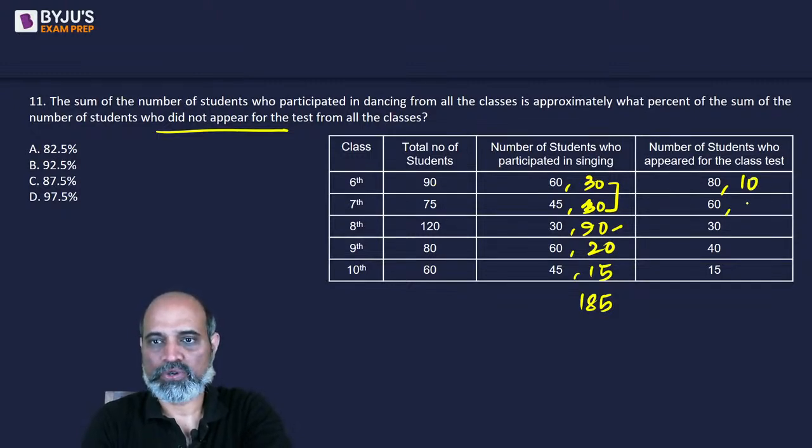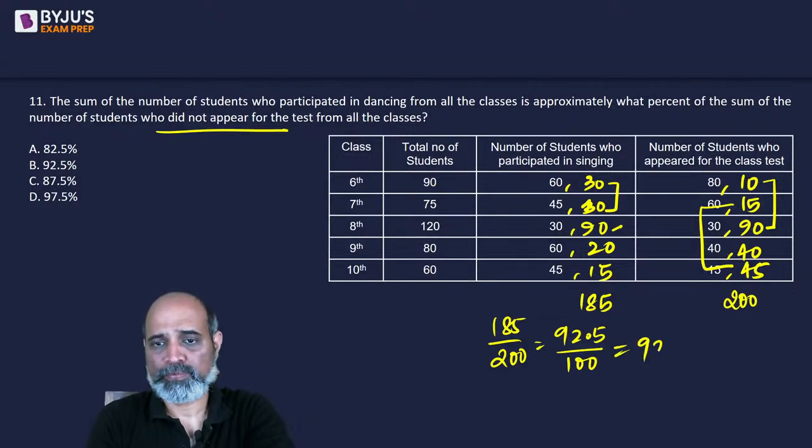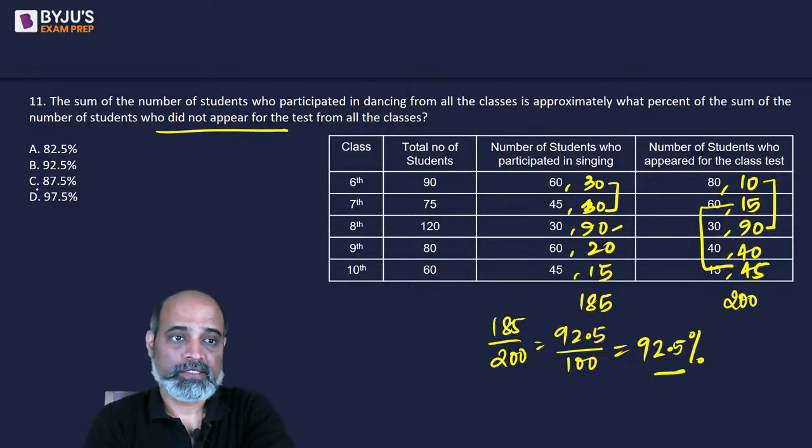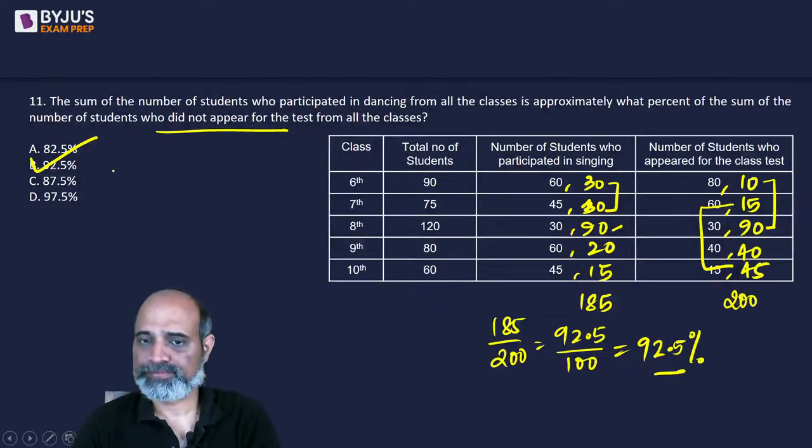75 minus 60, which is going to be 15. 120 minus 30, which is going to be 90. 80 minus 60, sorry, 80 minus 40 is going to be 40. And 60 minus 15 is going to be 45. So this is 100. This one is 60 plus 40. So this is 200. So 185 out of 200 is going to be same as 92.5 out of 100, which is 92.5% literally. So approximate भी नहीं चाहिए, हमें तो exact पता चल गया 92.5%, right?